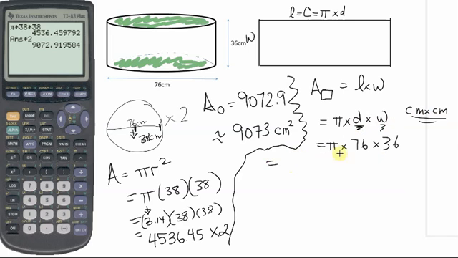I'm going to now use the calculator to figure out what this number is. Again, I'm going to use the pi button. If you use 3.14, you're going to be perfectly fine. So if I did 3.14 times 76 times 36, I'm going to get 8,591 and I have that 0.04. It's kind of irrelevant. And I have centimeters squared. So this is the whole area of this rectangle here.